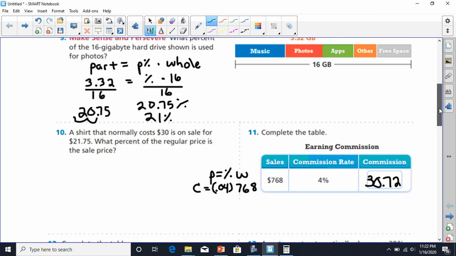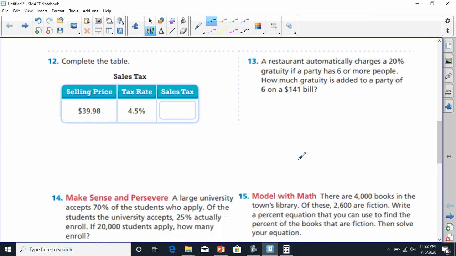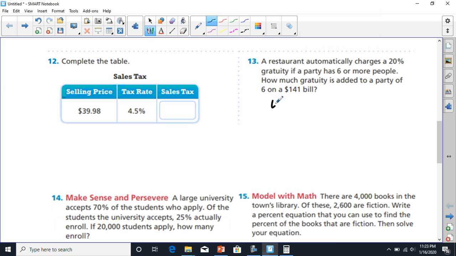All right, let's move on. Ready for number 13. It says a restaurant automatically charges a 20% gratuity if a party has 6 or more people. How much gratuity is added to a party of 6 on a $141 bill? Well, again, this is going to be the whole times the percent, and that's going to equal the part.